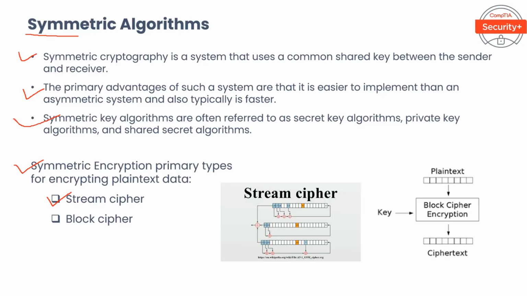These bits are also combined with a stream of pseudo-random characters. Stream ciphers are known for their speed and simplicity. Next are block ciphers. With a block cipher, plaintext is encrypted in blocks, which are fixed-length groups of bits. A block of plaintext is encrypted into a corresponding block of ciphertext.